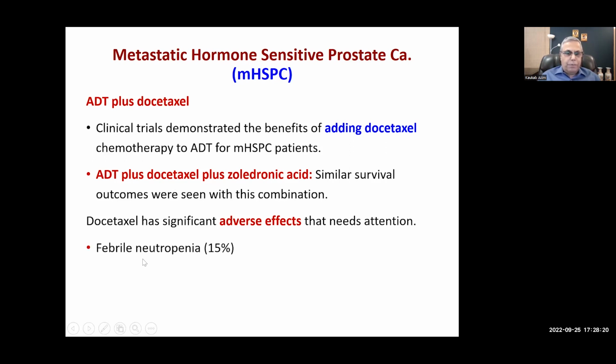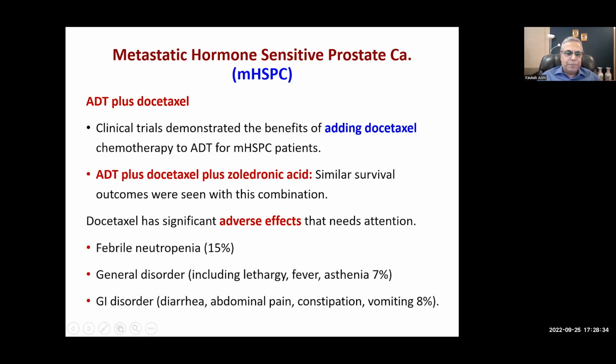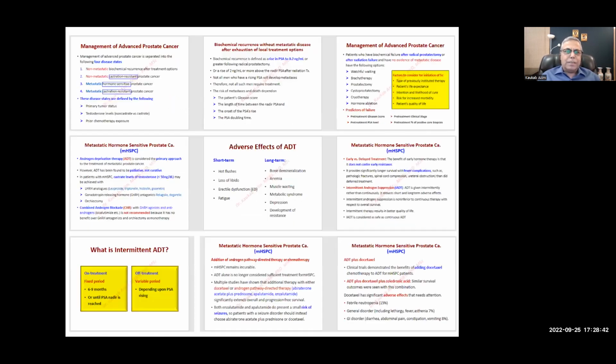So you can get febrile neutropenia. The number of immune cells, neutrophils, goes down. That happens in 15% of the cases. General disorders, including lethargy, fever, and weakness, occur in 7%. The patient can also get GI disorders: diarrhea, abdominal pain, constipation, vomiting. Okay, so these are the side effects.